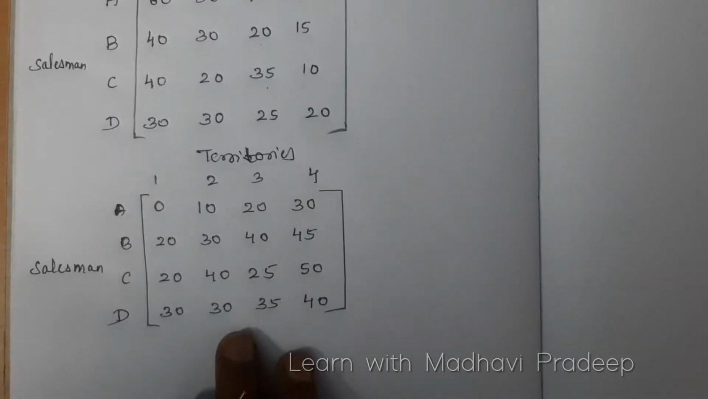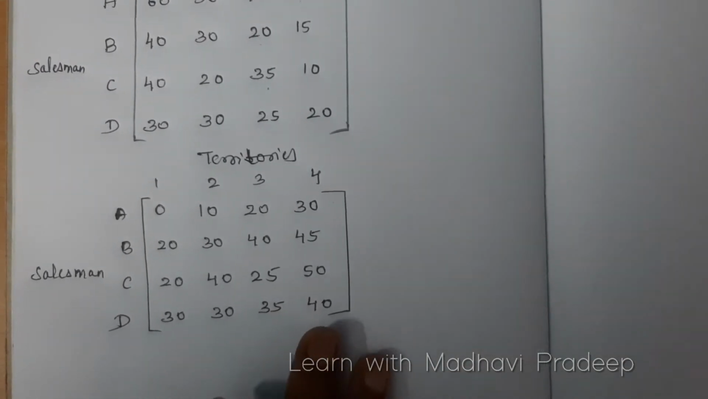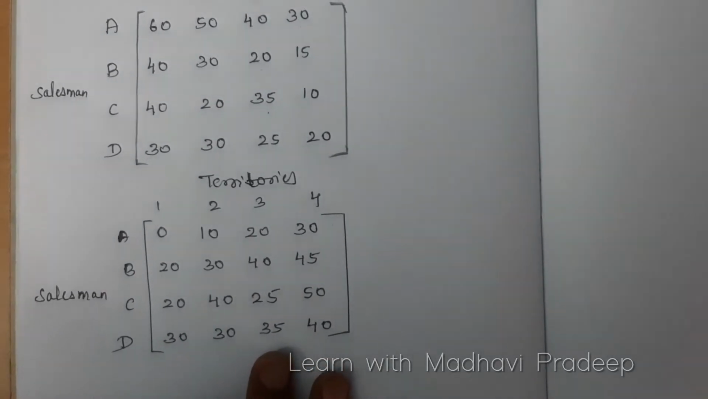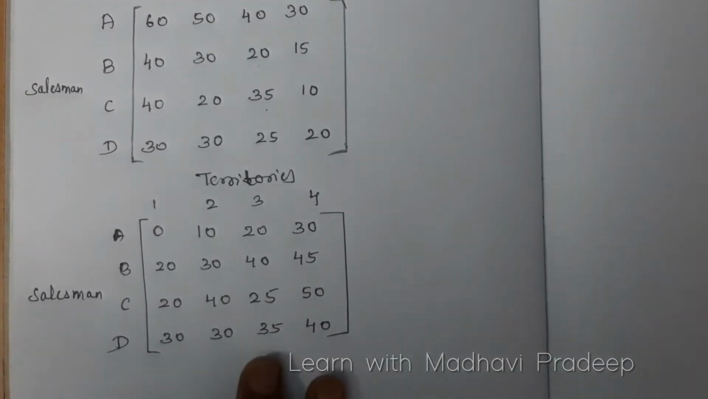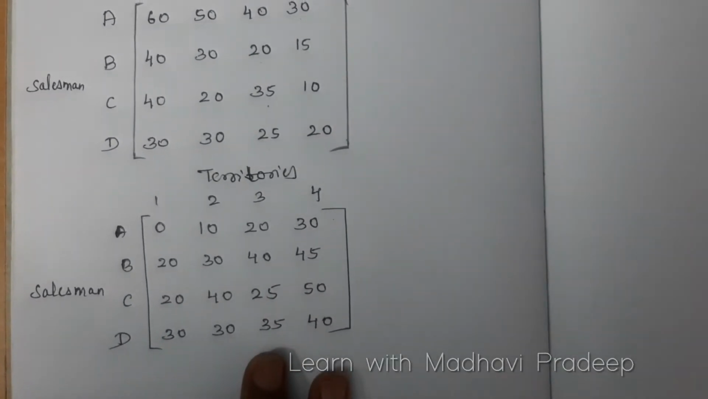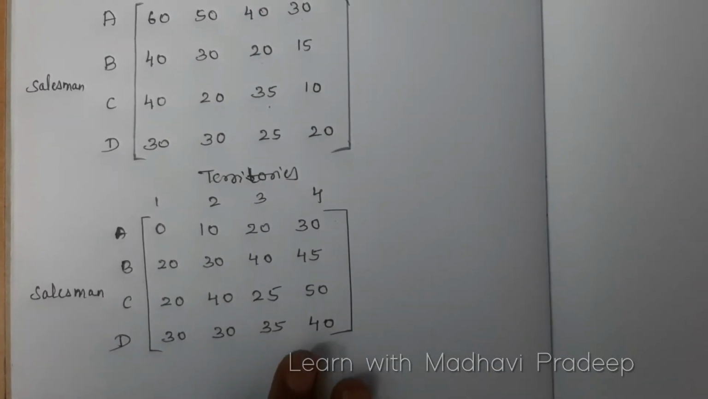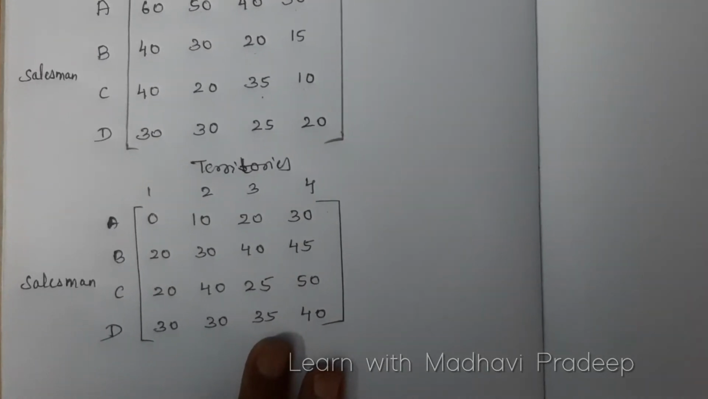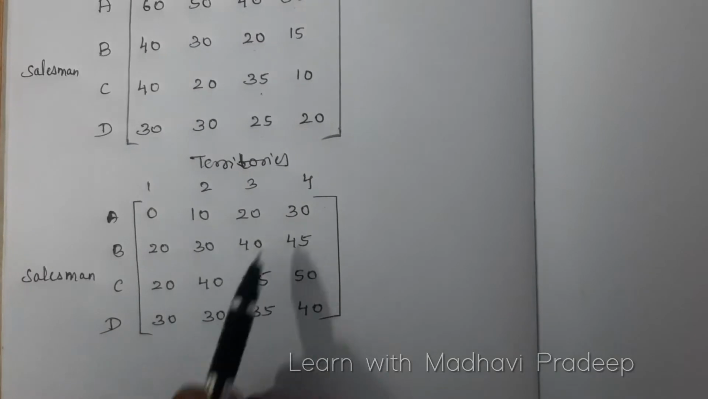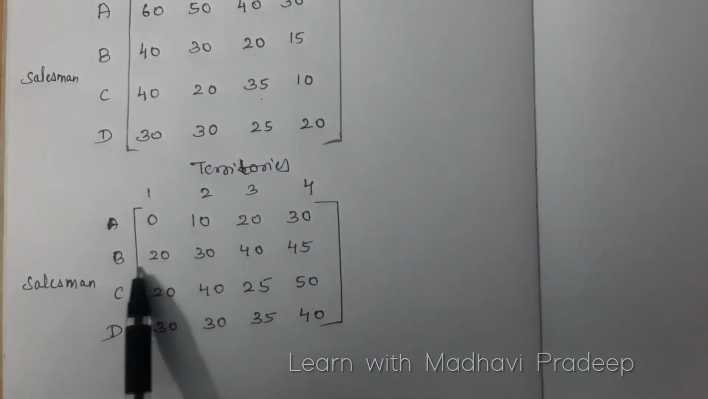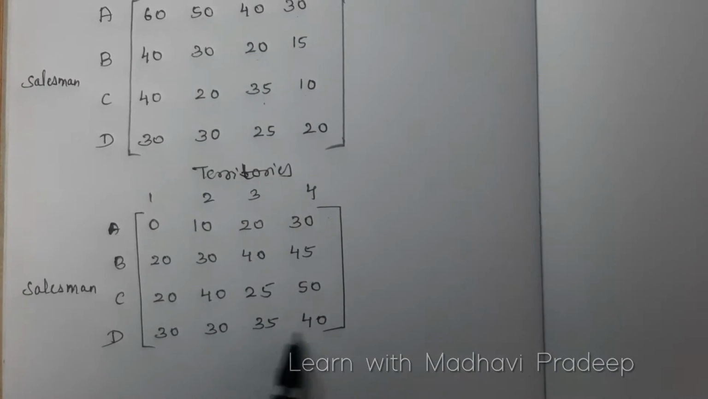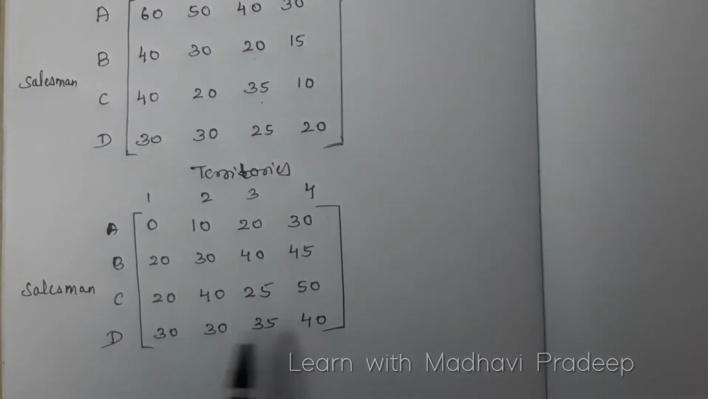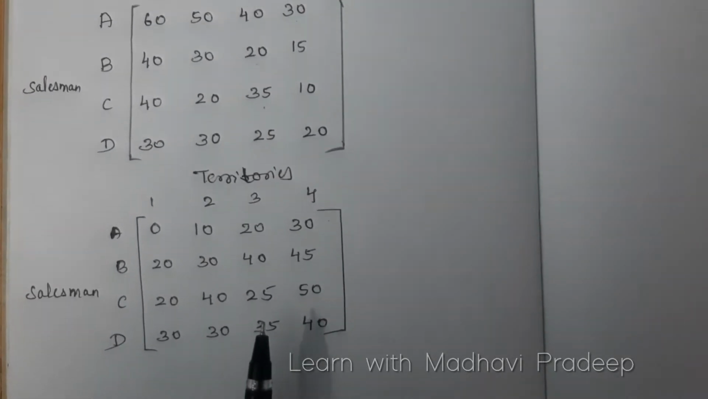After doing this, we need to apply the Hungarian method. That is, we need to follow the algorithm. The algorithm has already been posted in the channel. So we need to follow the same algorithm and solve. The first step in the algorithm is to check whether the given problem is a balanced or unbalanced assignment problem. To check this, the number of rows should be equal to the number of columns. So here we have 4 rows and 4 columns. The rows are equal to the columns, so the given problem is a balanced assignment problem.